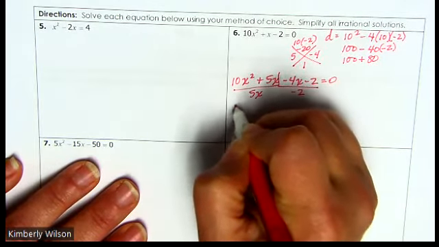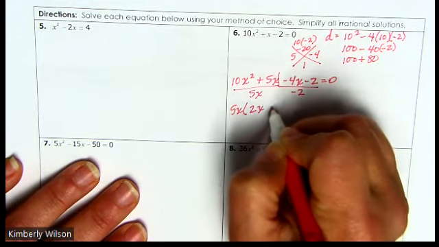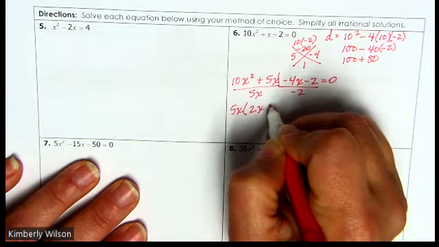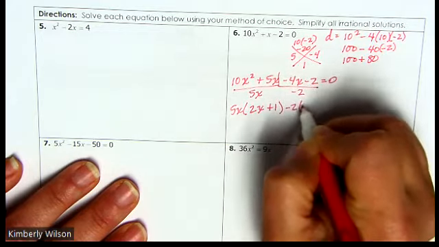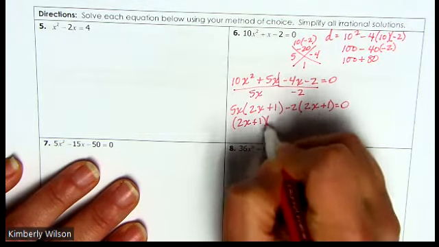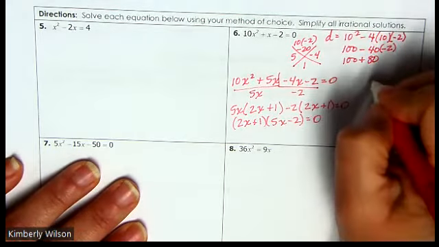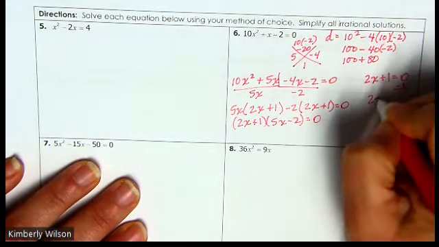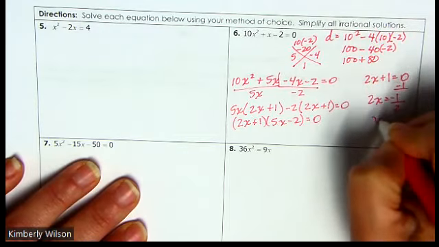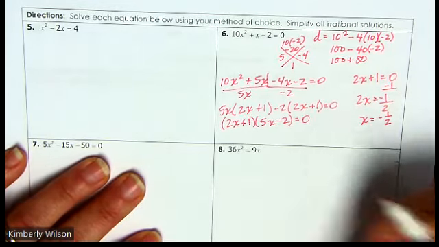So that means we end up with 5x, and then 2x plus 1 minus 2 times 2x plus 1 equals 0. So then we have 2x plus 1 times 5x minus 2 equals 0. And we set each one equal to 0. 2x plus 1 equals 0. So that's going to be subtract 1. 2x equals -1, divide by 2. So x equals -1/2.